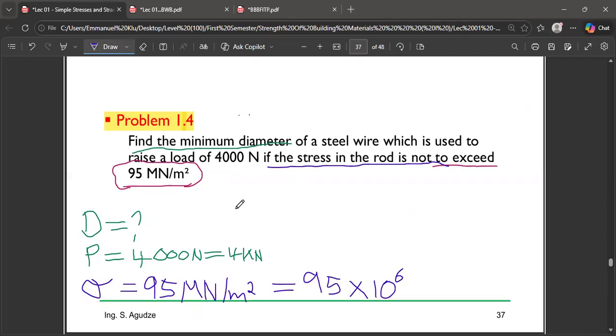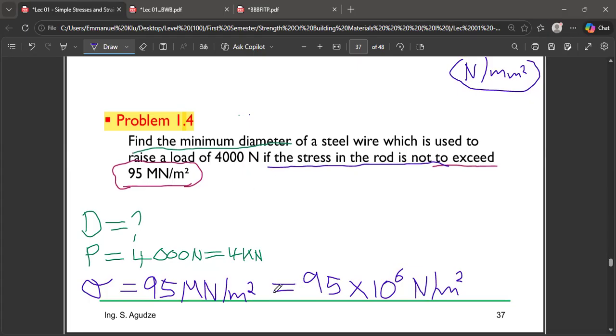So let's proceed. Also, this is still having a unit of Newton per meter squared, but we don't want it as Newton per meter squared. It's actually supposed to be expressed as Newton per millimeter squared. So you see, we have to convert this the other way around. We are supposed to calculate for the minimum diameter.